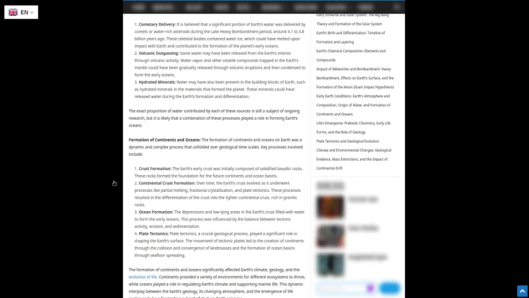2. Continental crust formation. Over time, the Earth's crust evolved as it underwent processes like partial melting, fractional crystallization, and plate tectonics. These processes resulted in a differentiation of the crust into the lighter continental crust, rich in granite rocks. 3. Ocean formation. The depressions and low-lying areas in the Earth's crust filled with water to form the early oceans. This process was influenced by the balance between tectonic activity, erosion, and sedimentation.